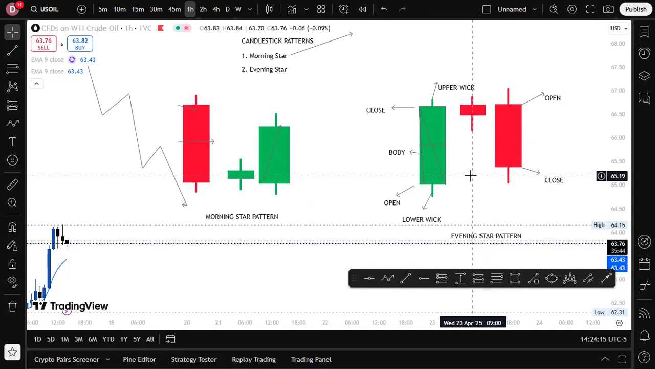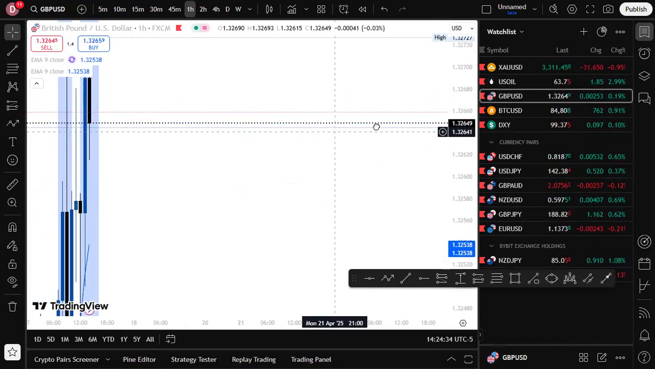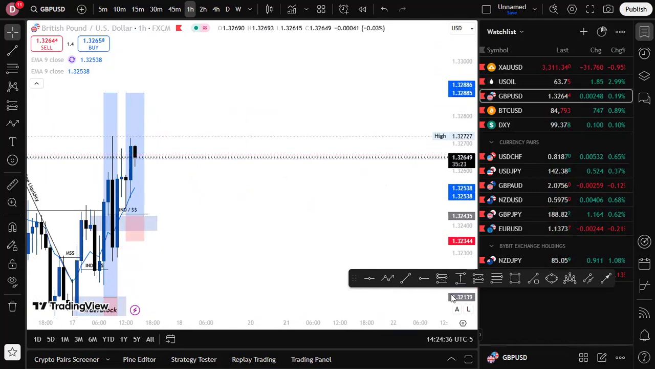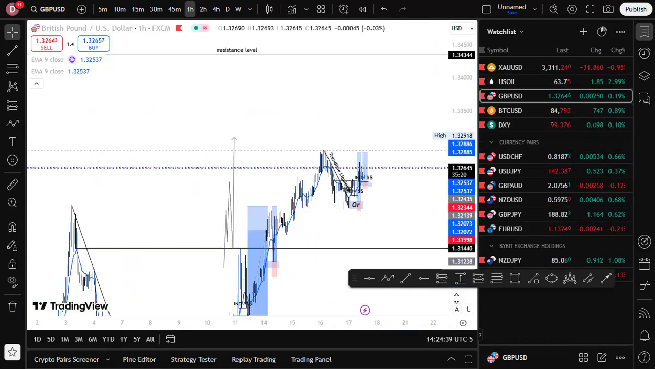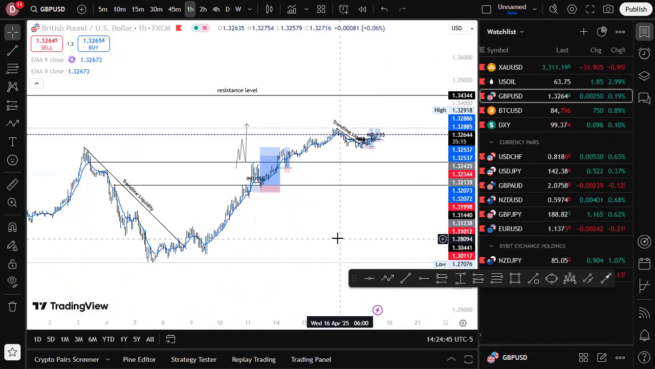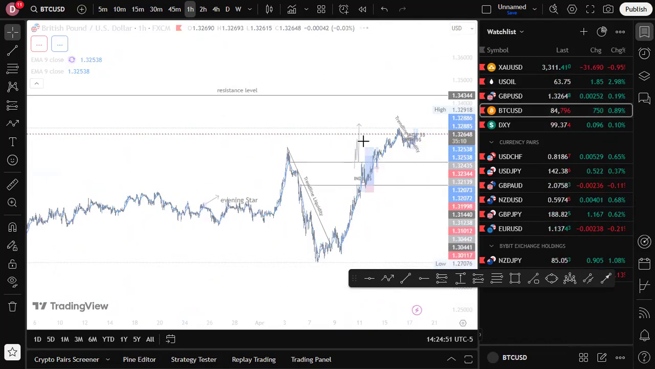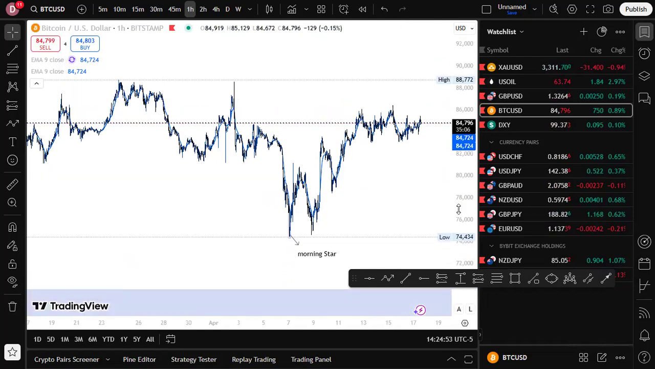This is the other kind of candlestick pattern that we have, the morning star, which is considered a bullish reversal pattern, and the evening star, which is considered a bearish reversal pattern. So let's look at it on the charts and see how these candlesticks form based on the explanation we've given. Let me start with the morning star first, then move to the evening star.